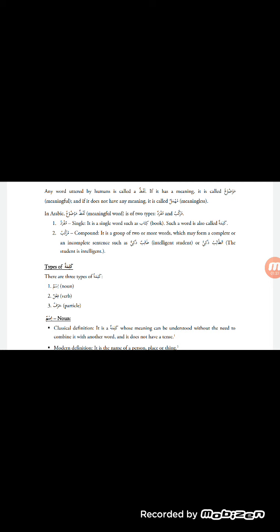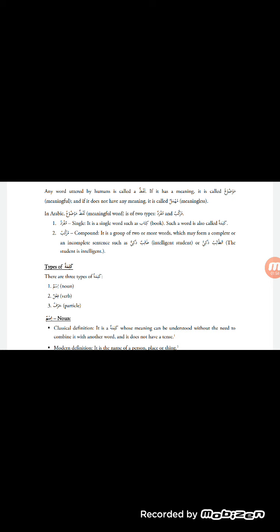And it's a kalimah as well, a meaningful word which has a meaning. It is called kalimah, and if you utter it, it is known to be lafzun, and it is also called mawdu'. And if the word has no meaning, it is called muhmal, a meaningless word.